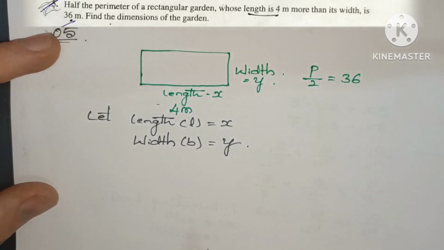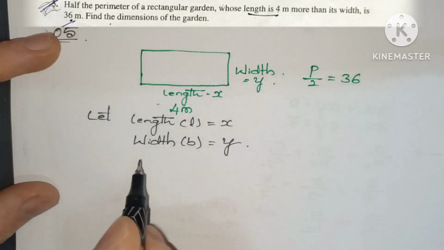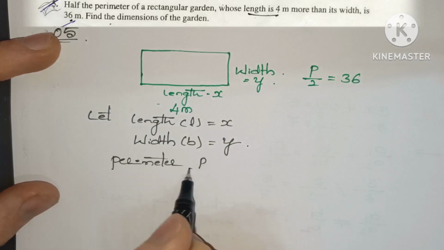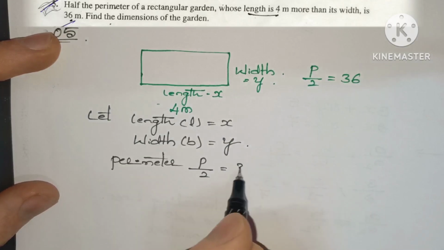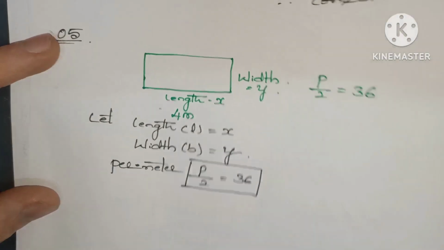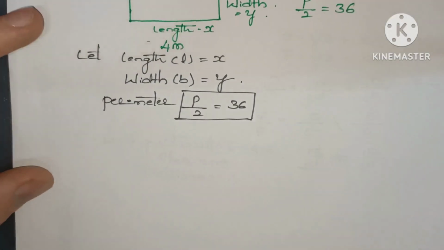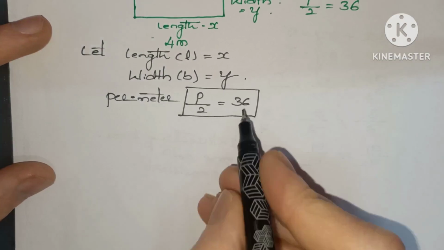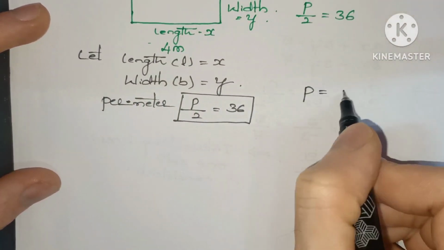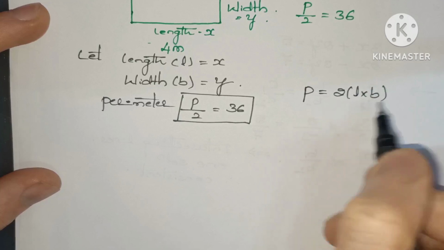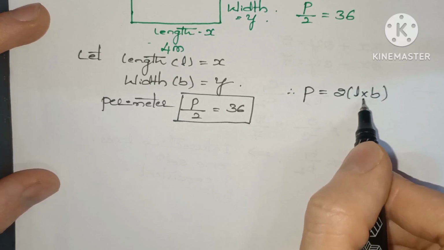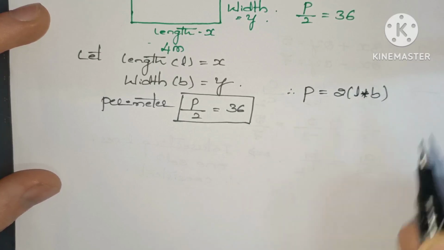Okay, now let's move on to one more. Perimeter, p by 2 is equal to 36. They have given this in the question, right? Semi perimeter, all of you have learnt this in 9th standard. Now just try to recall that one. For a rectangular shape, we have the perimeter formula. Perimeter of a rectangle is equal to 2 times length plus breadth. This we need to know. P is equal to 2 into L plus B. This is plus. Got it?